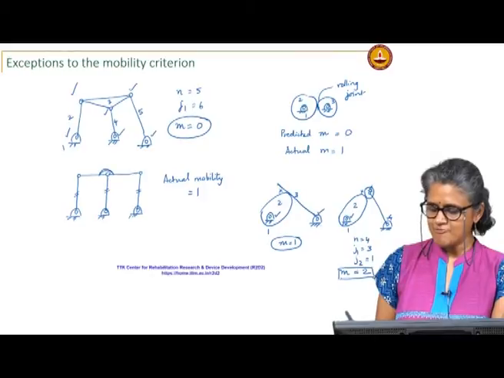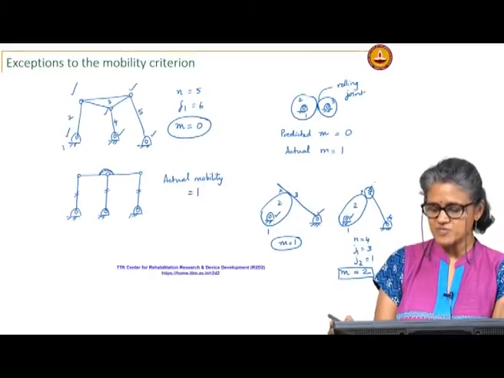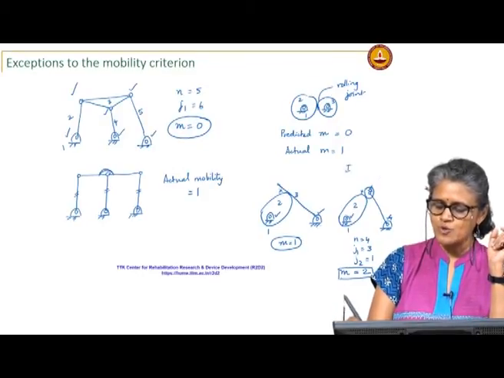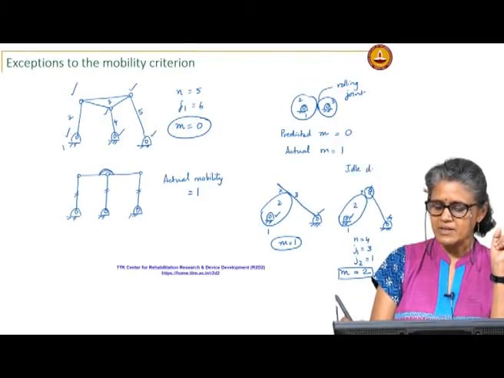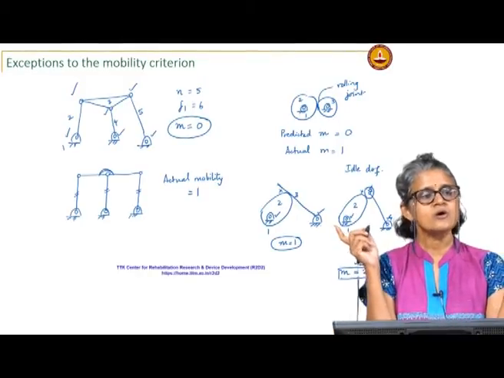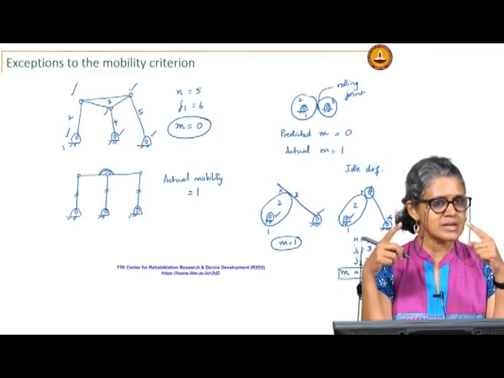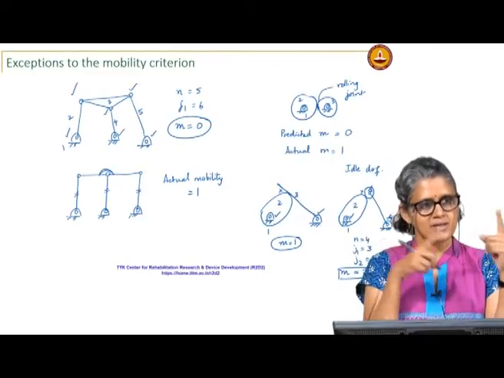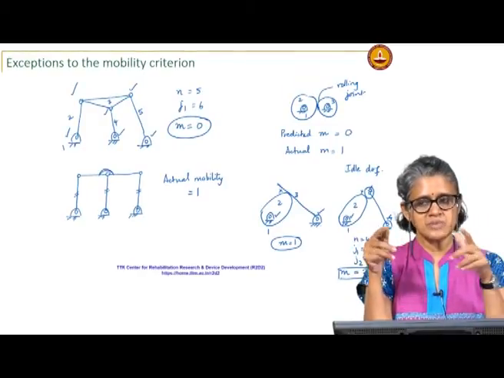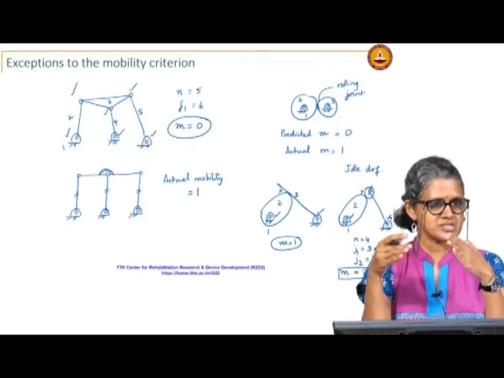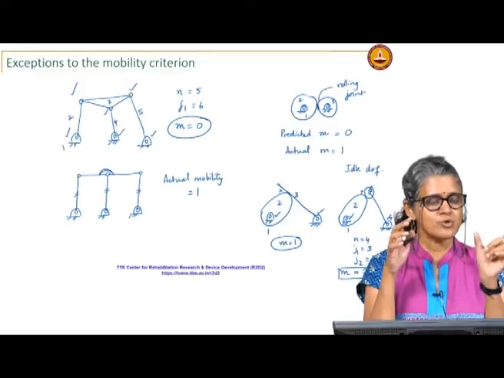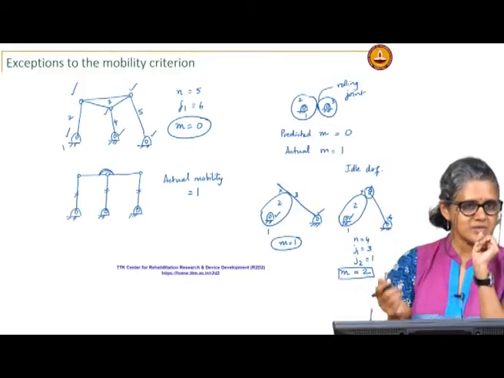Okay. So, when you have degrees of freedom like that, which is encountered typically with rollers and things like that, those are called idle degrees of freedom, because they do not contribute to the input output relationship, they do not affect the input output relationship. So, any degrees of freedom that do not affect the input output relationship are called idle degrees of freedom, and they will over predict the mobility of the mechanism.